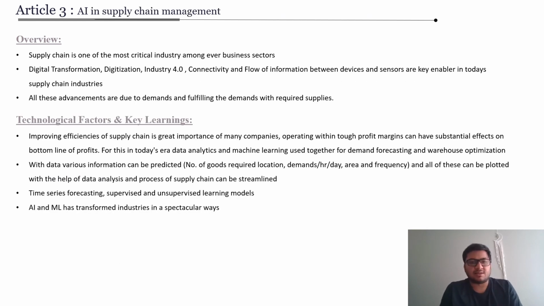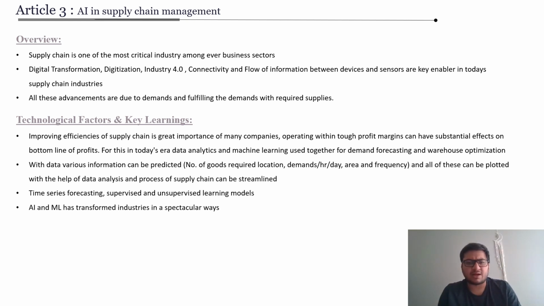Third article is artificial intelligence in supply chain management. As you all are aware, nowadays one of the most critical industries is the supply chain industry. So digital transformation, digitization, Industry 4.0, connectivity and flow of information between devices and sensors are the key enablers in today's supply chain industry. All of these advancements are due to demands and fulfilling the demands with required supplies.